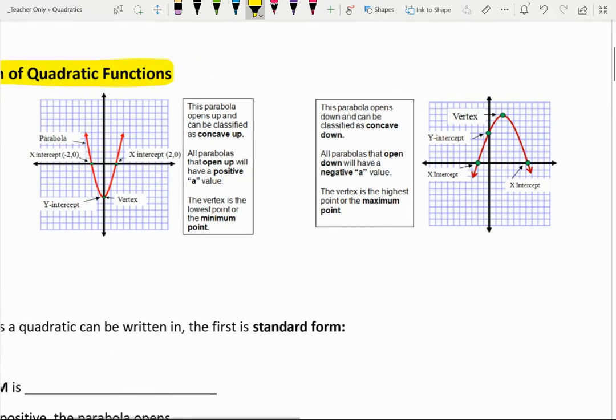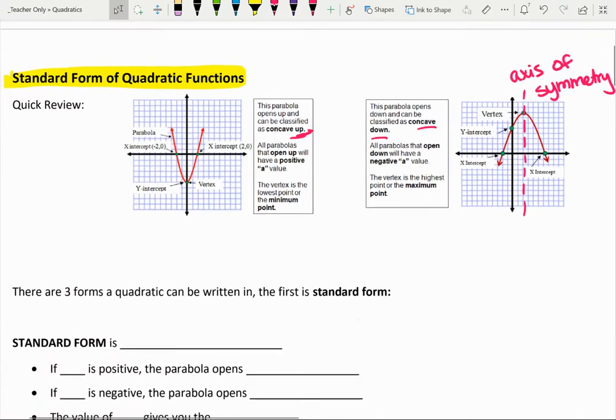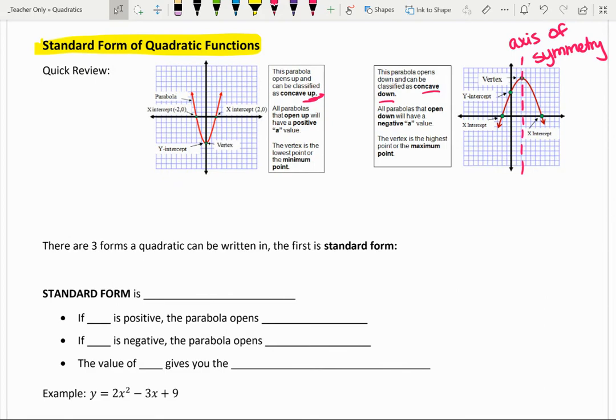Just as a quick reminder, a couple of features here with quadratics, right? The vertex is going to be an important part. That's our turning point. We can have a parabola that's concave up or concave down. And something that's missing from this is the axis of symmetry. Remember, the axis of symmetry goes straight through the middle of the parabola, and we're going to talk about that a little bit today as well. So just a couple of reminders up here if you need to take a closer look at them.